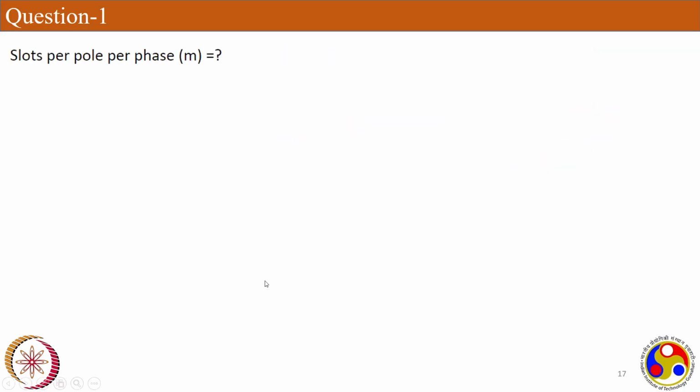Okay. Yeah, and it would be slots per pole per phase. You know all the three parameters. Slots 54, 6 poles, three phases. It would give you three as the answer.